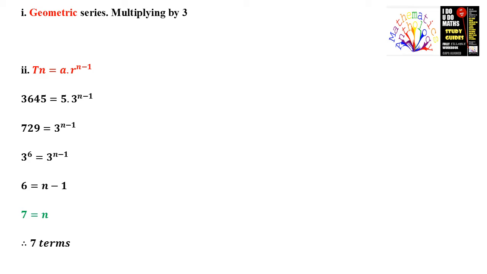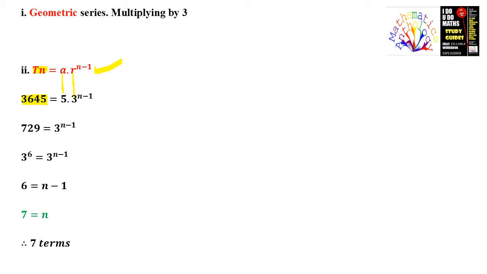Let's calculate the number of terms in the series, just like how we've done before for arithmetic series. You start off with the general formula, which is Tn = a·r^(n−1), where Tn can be represented as the last value in the sequence. And that last value is 3645. So 3645 = 5 × 3^(n−1), with a = 5 and r = 3. We need to solve for n to calculate the number of terms.